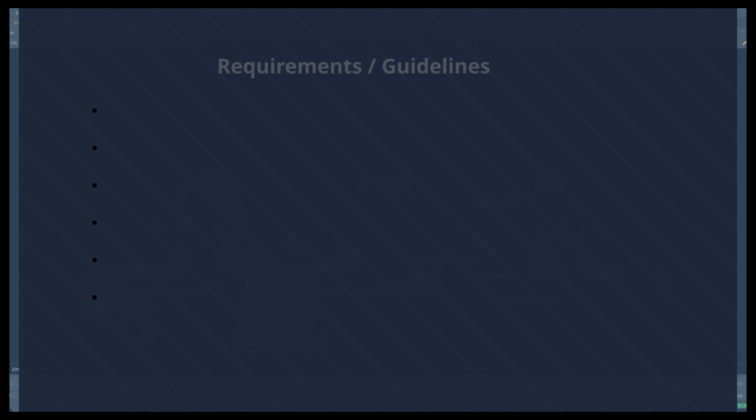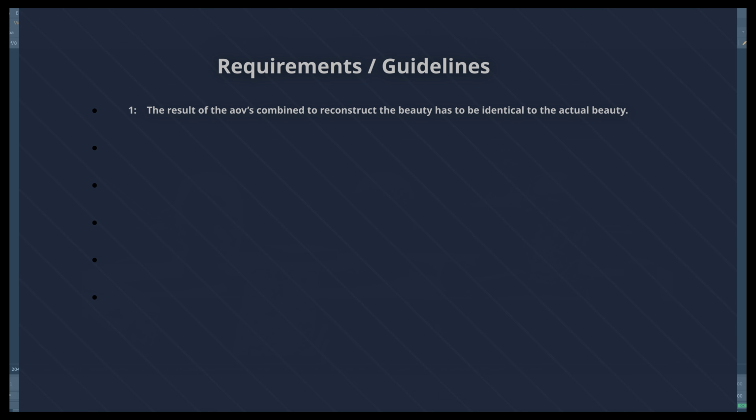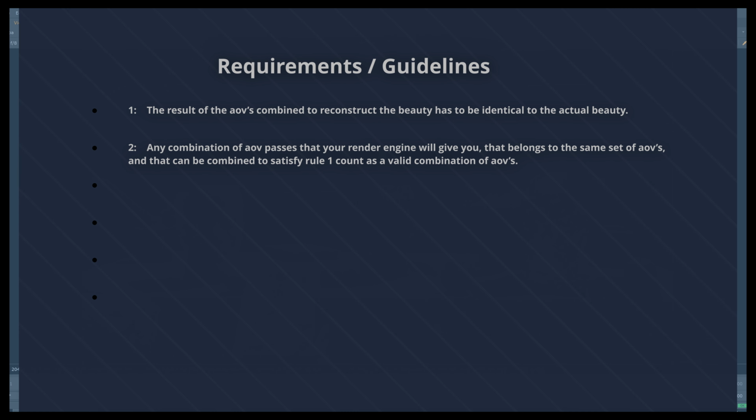So for this, I decided to set up some ground rules, some requirements really. The first rule is that the result of the AOVs that are combined to reconstruct the beauty needs to be exactly the same as the actual beauty. The second rule is that any combination of AOV passes that the renderer gives you that belongs to the same set of AOVs, and that can be combined to satisfy the first rule, will count as a valid combination of AOVs. If the combination of AOVs does not satisfy rule 1, then they are not valid for the setup.